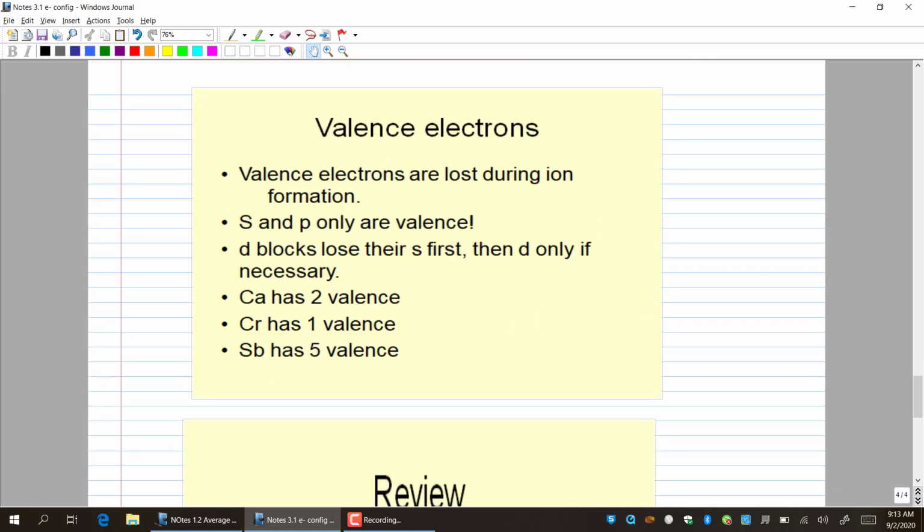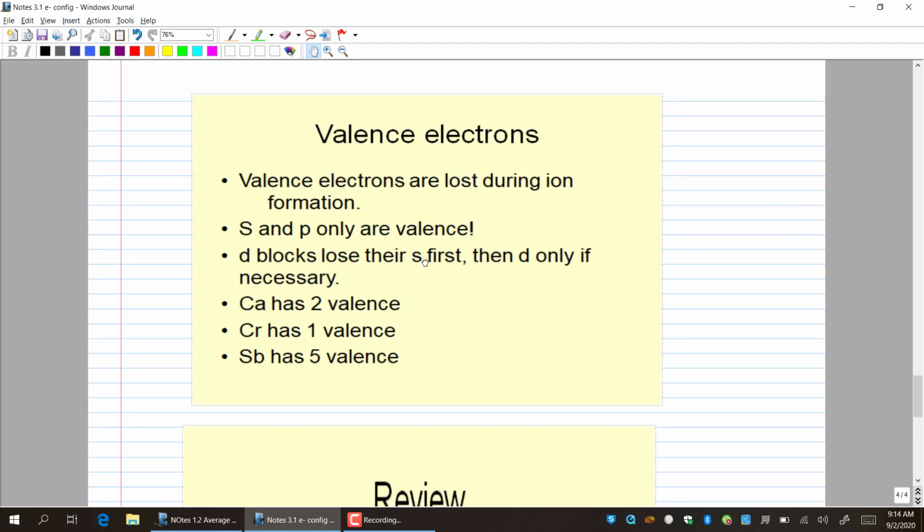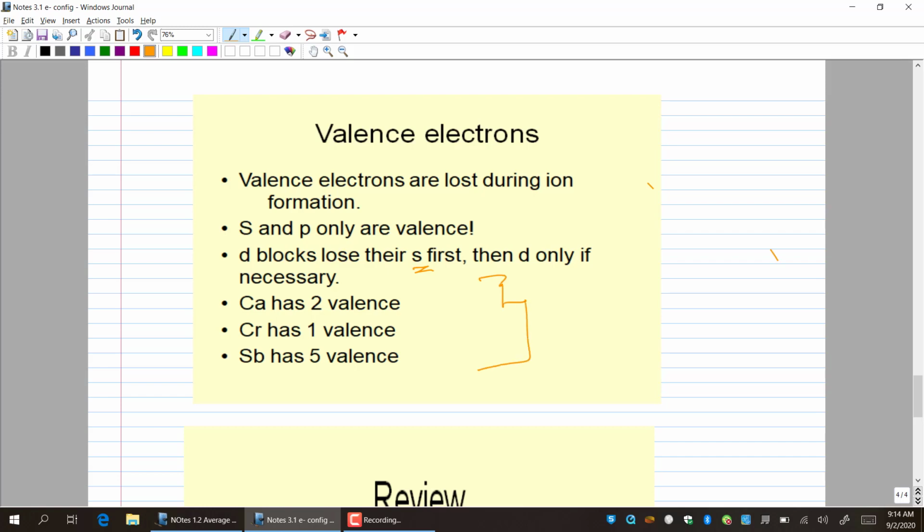Valence electrons are lost during ion formation. S and P only are valence. If you're in the D block, you lose your S first, then D only if necessary. So if I look at calcium on the periodic table, calcium is right about here. This is the S1 column. This is the S2 column. Calcium ends in 4s2. It has 2 valence electrons.